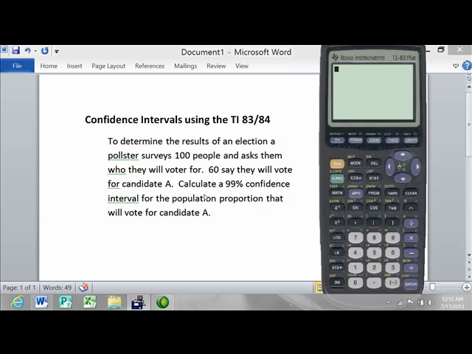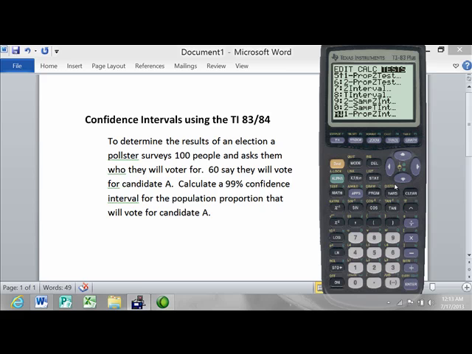However, rather than do a point estimate, we prefer to do a confidence interval. So the question is asking us to calculate a 99% confidence interval for the population proportion that will vote for candidate A. How do we do this on the calculator? We click Stat again, scroll across to the tests. In this case, we want a 1 proportion interval, so we scroll down all the way to A, and it's a Z interval because we're using the normal approximation of the binomial distribution and the central limit theorem. That combines to give us a 1 proportion Z interval.